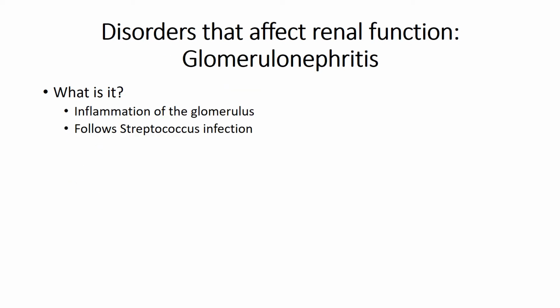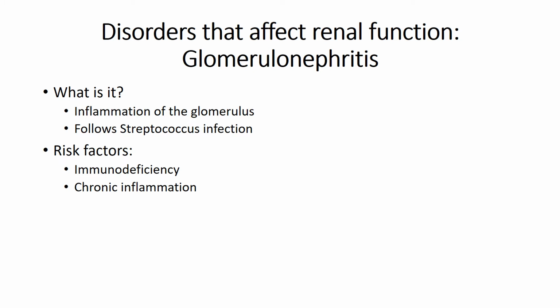So glomerular nephritis is going to be inflammation of the glomerulus, and just like in any inflammatory event, the initial response to this inflammation event is going to be an increase in permeability. Prolonged, it is going to reduce and impair renal function. Oftentimes, glomerular nephritis results following streptococcus infection or an autoimmune disorder.